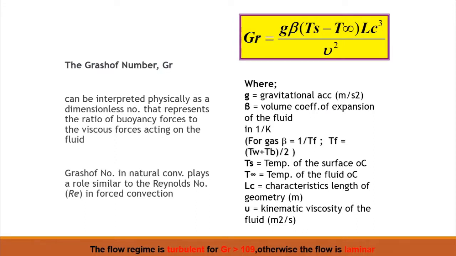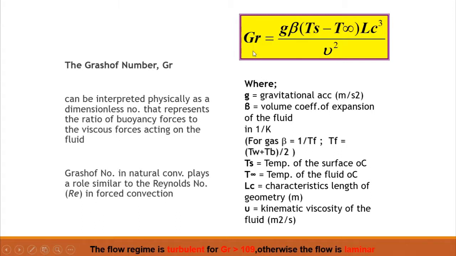So next one is the Grashof number, or Gr, and we can see the equation here. We use this expression to interpret physically as a dimensionless number that represents the ratio of buoyancy forces to the viscous forces acting on the fluid. And we can know that the Grashof number in natural convection plays a role similar to the Reynolds number, or Re, in forced convection, which can be explained later.